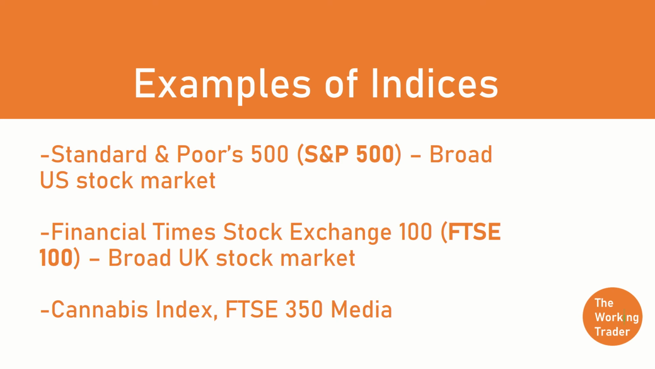You can also have specific indices, as I mentioned before. So you can have the FTSE 350 media, or you can have the Cannabis Index, which is designed to replicate those areas of the market as opposed to the whole market, but they will still include many companies within them. So again, if you went for the FTSE 350 media and you were trading that, you wouldn't be able to out trade it, as opposed to if you were trading with an individual media stock that you thought might outperform the market. So that's just something to consider about indices.